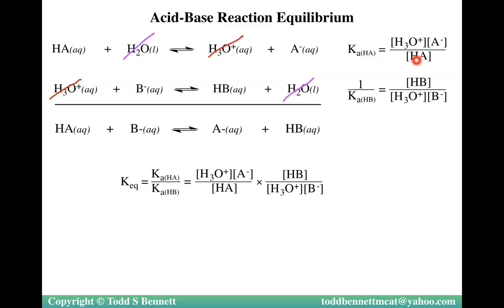Plugging this in here, plugging this in here, I'm going to multiply. H3O+ cancels again. So I'm going to have A minus times HB in the numerator, and then HA times B minus in the denominator. So A minus HB numerator, HA B minus denominator. So that's my K-equilibrium. If I multiply these together, K-equilibrium for this reaction is this. So the water's dropped out.